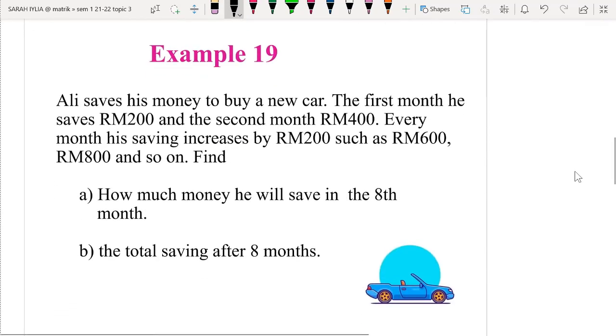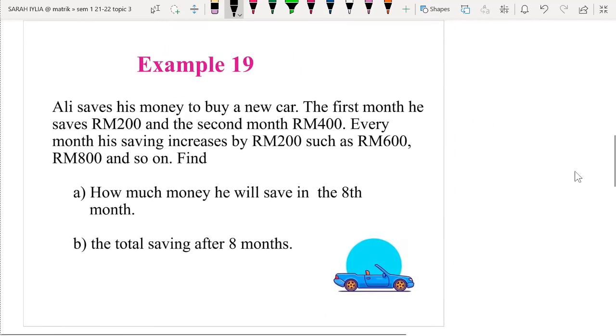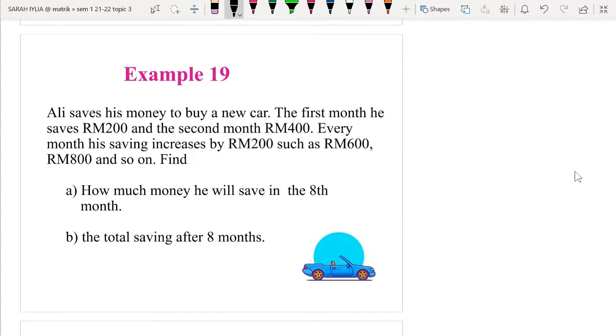Next one, example 19. Okay, so Ali saves his money to buy a new car. Dia nak beli kereta baru. So the first month he saved 200 ringgit. Okay, and then second month 400, and then every month his saving increases by 200, such as 600, 800. So macam itulah, kira duit tu dia bertambah setiap bulan.